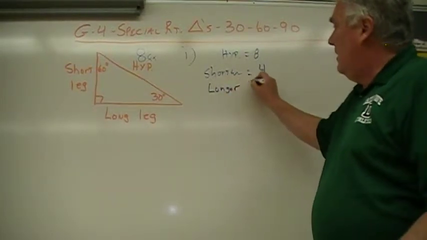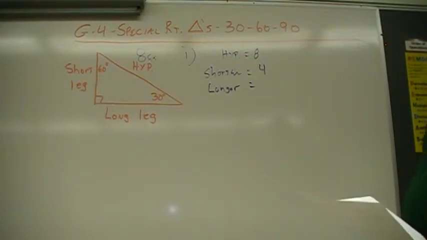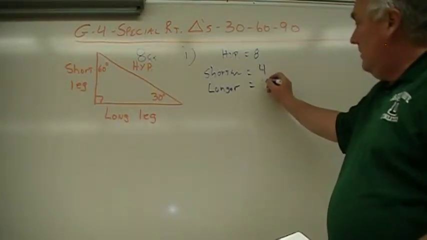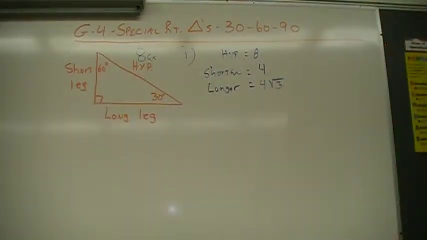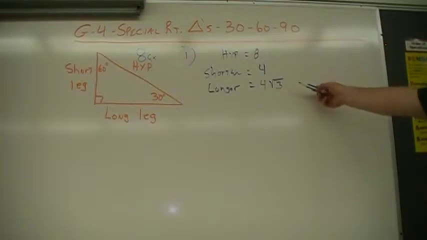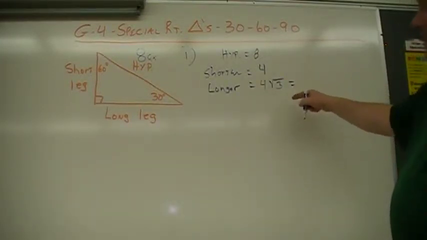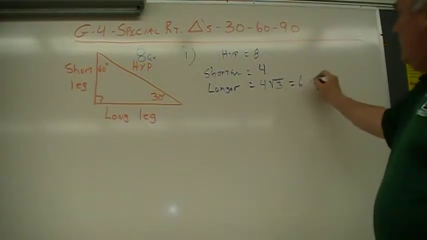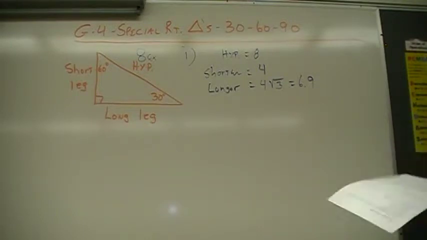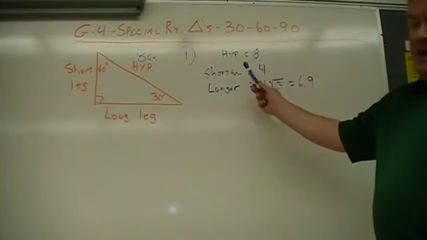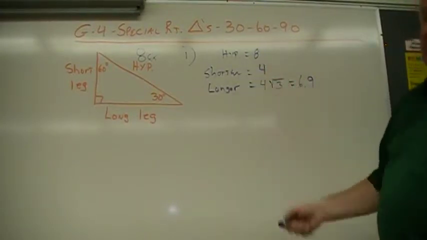What's the longer leg? Well, what's rule number 2 say? The longer leg is square root of 3 times the length of the shorter leg. So it's going to be 4 times the square root of 3. And we've started to become accustomed to using radicals. If you did the math out on a calculator, 4 times the square root of 3, you would be getting 6.9 on that one. So this is what we get when given a hypotenuse to find the other 2 legs.